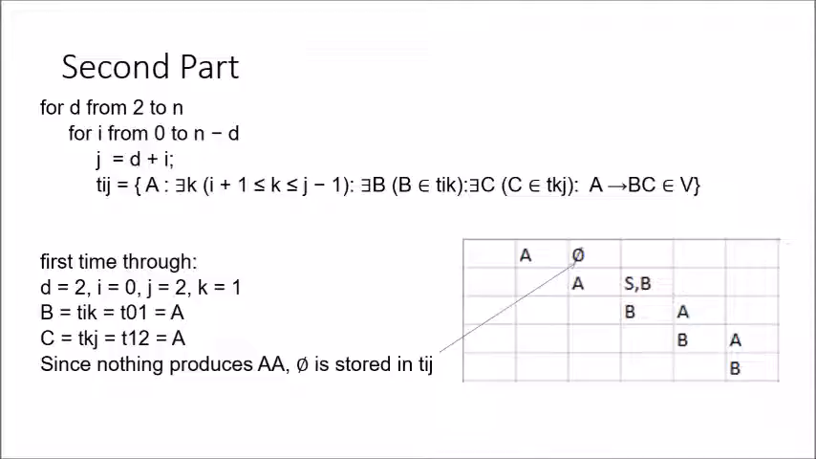Now the second part. We're determining the second row. So the first time through, we have D equals 2, I equals 0, J equals 2, and K equals 1. So we have B equals T01, which is A, and C equals T12, which is also A. And since nothing produces AA, the empty set is stored in Tij.